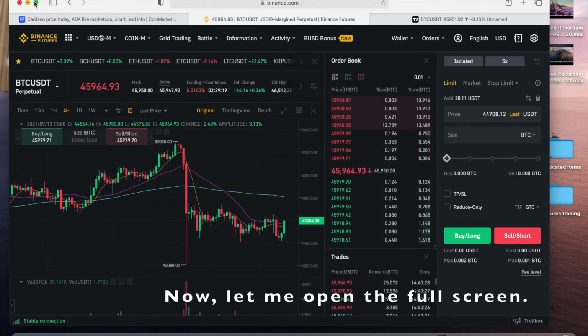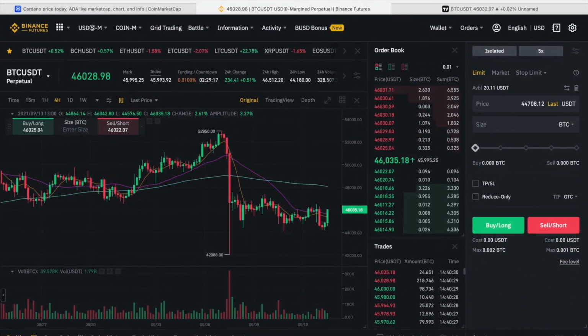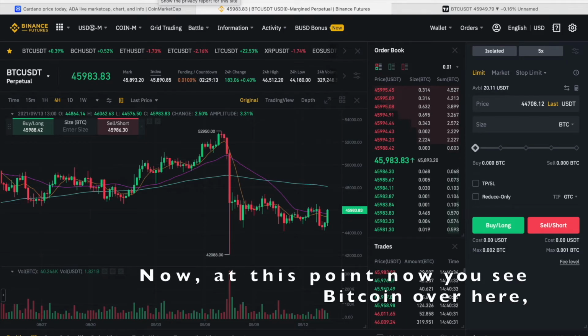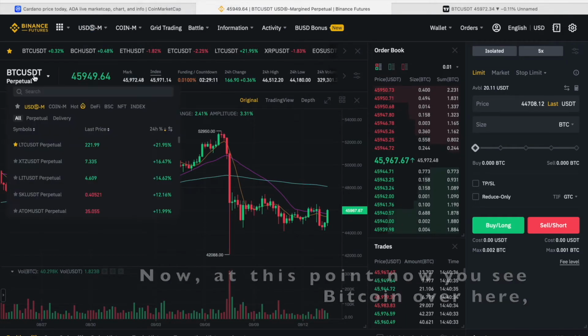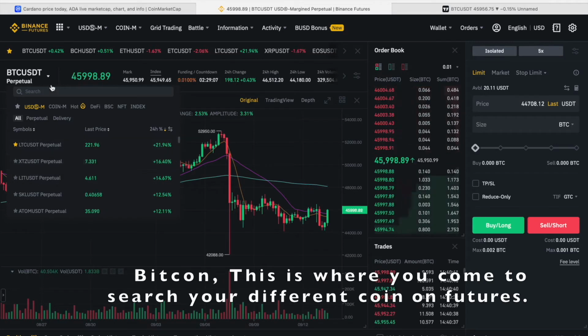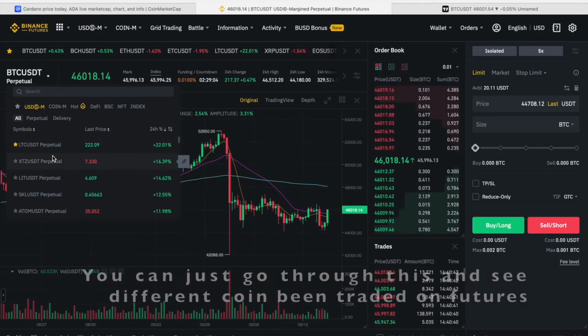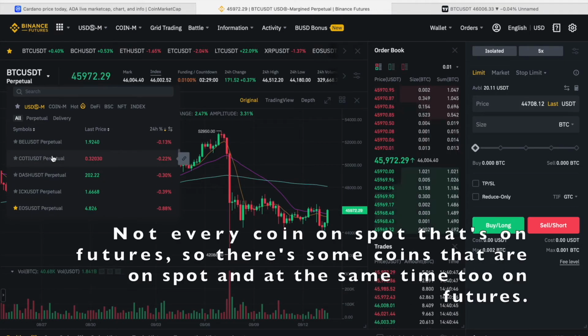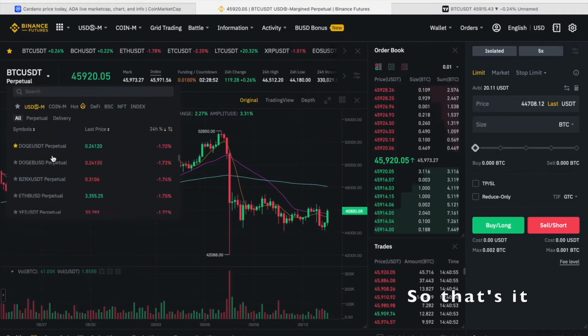Now let me put it full screen. Now you can see my full screen. At this point you see Bitcoin over here. This is where you come to search for different coins on futures. You can go through this and see different coins being traded on futures. Not every coin on spot is on futures, so there are some coins that are on spot and at the same time on futures.